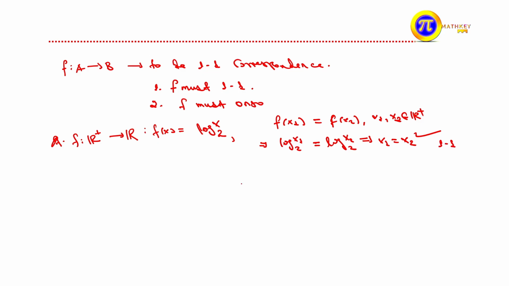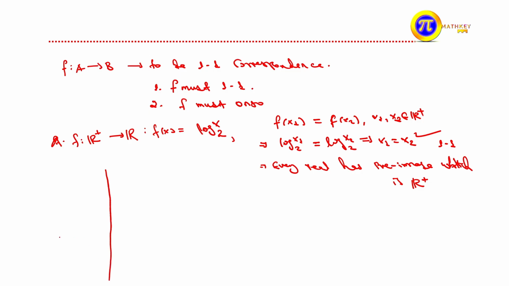In the case of onto, the domain is the positive real numbers but the range is what? Real numbers. This shows that every real number has a pre-image, which is a positive real number.